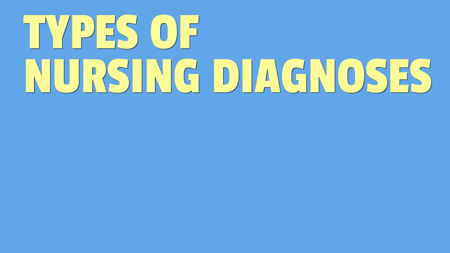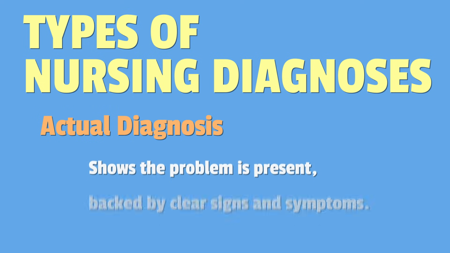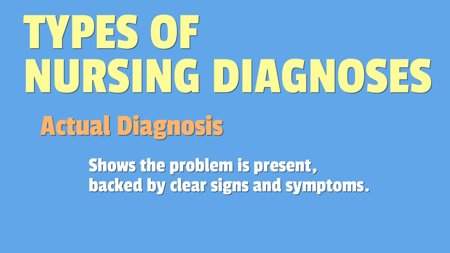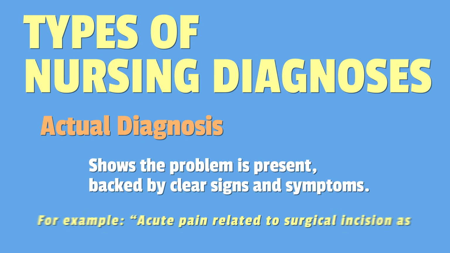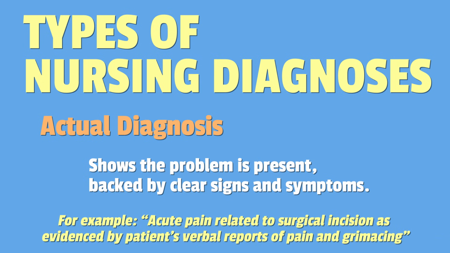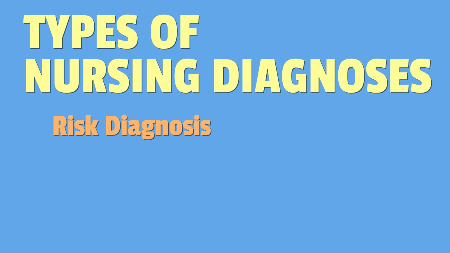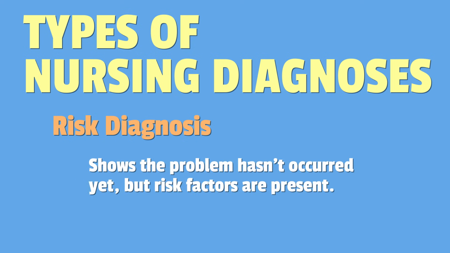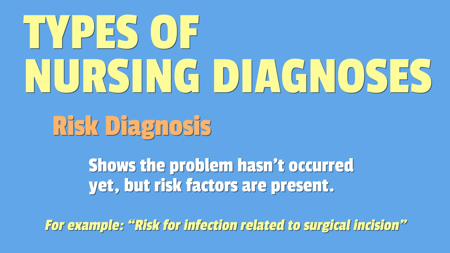Now, moving on to the types of nursing diagnosis. Starting with an actual diagnosis. This indicates that the problem exists and is supported by defined characteristics, like signs and symptoms. For example, acute pain related to surgical incision as evidenced by a patient's verbal reports of pain and grimacing. Next is the risk diagnosis. This indicates that the problem doesn't actually exist yet, but risk factors are present. For example, risk for infection related to surgical incision.